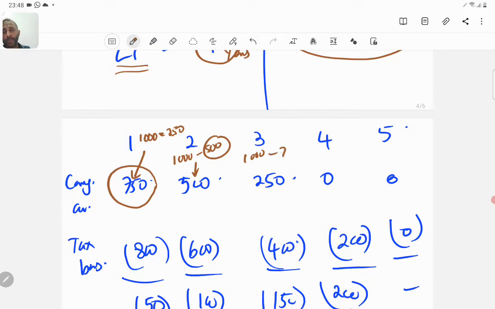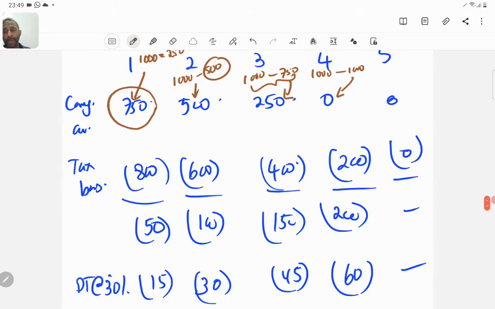Third year accumulated depreciation is 750, so therefore the carrying amount of the asset is 250, and in the fourth year accumulated depreciation is 1000, so the carrying amount becomes 0. But on the other hand, the tax base: the cost is 1000, tax depreciation is 200, so the tax base of the first year becomes 800.